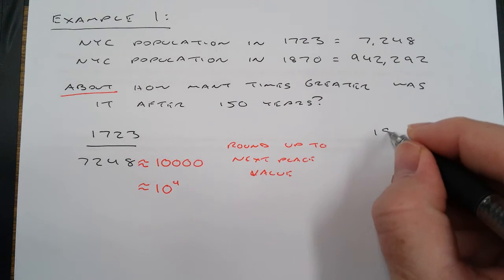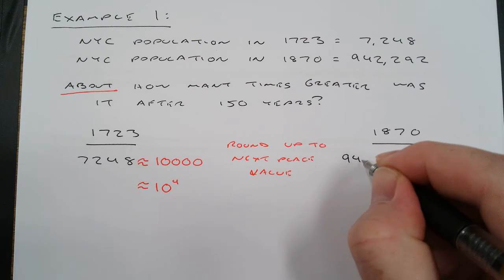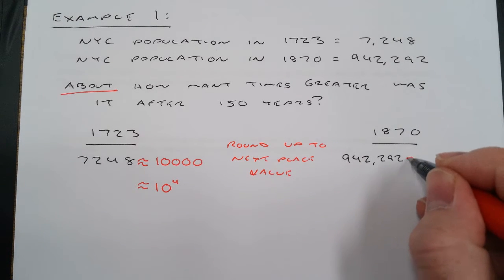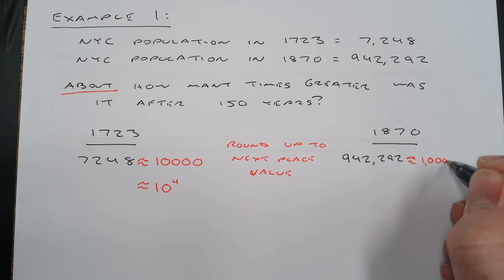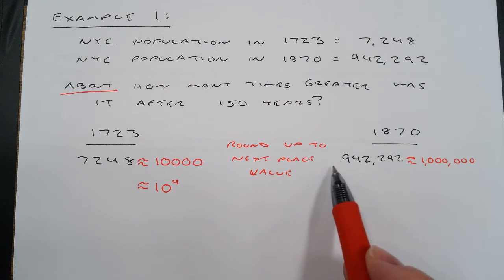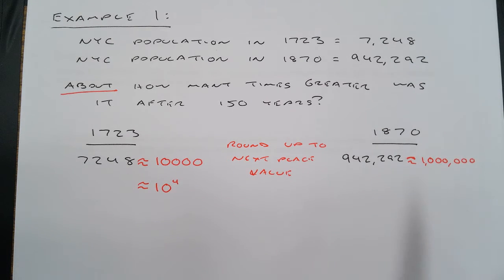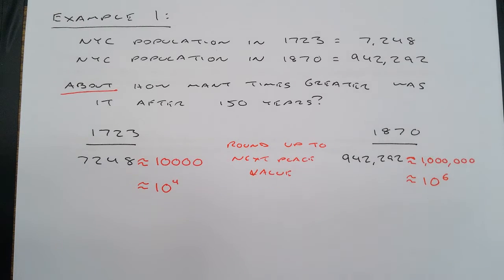In 1870, there was 942,292, which we round up to the next place value. We need to round up to 1 million because 100,000 is too small. We need to go up to 1 million in order to get above this number. And 1 million is 10 to the sixth. So now we do some math.